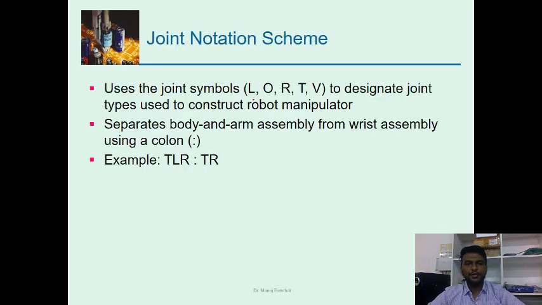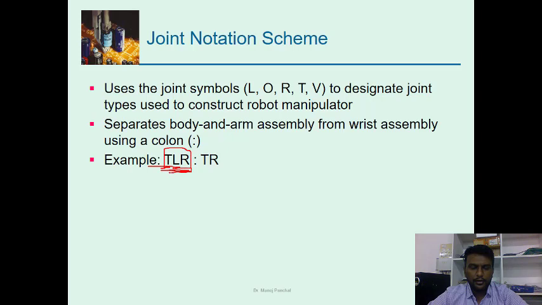The notation we have already seen. L is for linear, O for orthogonal, R for rotational, T for twisting, and V for revolution, right? So these are the joint symbols or notation used to denote the motion. One more thing, for example, the motion of the robot is denoted with the help of this, PLR. So the motion the robot can have is twisting, sliding, linear motion, translating motion, rotation. So these are 3 degrees of freedom the robot can have.